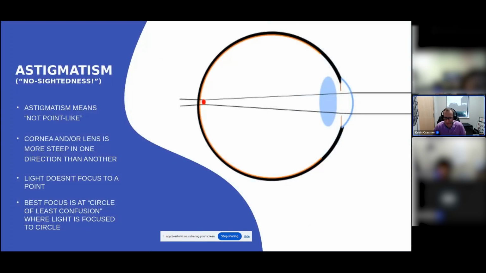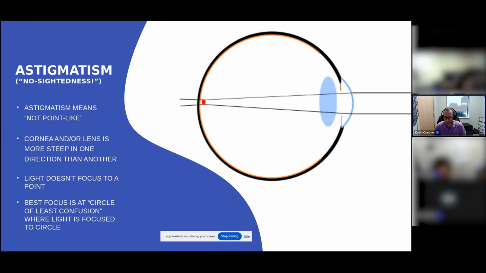Next is astigmatism, a common eye disease, and astigmatism again means not point-like. So if you imagine the cornea as being more curved in one direction than another, the light doesn't really come to a focus anywhere. The light will be converged by the eye because of its natural converging power, but it won't come to a point. The light will come only to a line or to sort of a smeared image.